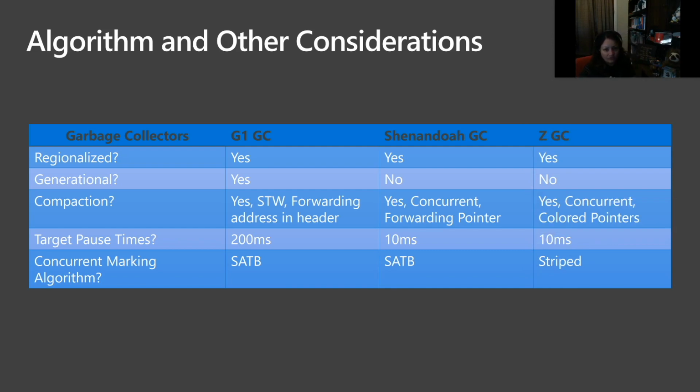ZGC is similar to Shenandoah in that it is regionalized but not generational. And again, it does concurrent compaction. But the way it achieves this concurrent compaction is by the concept of colored pointers. So for the heap, you will go through multi-maps of the same heap, such that when we go into the phases of concurrent compaction, you will refer to one of these three virtual maps. Target pause time is again as aggressive as Shenandoah's, which is 10 milliseconds or less, and the concurrent marking is done in a striped fashion.